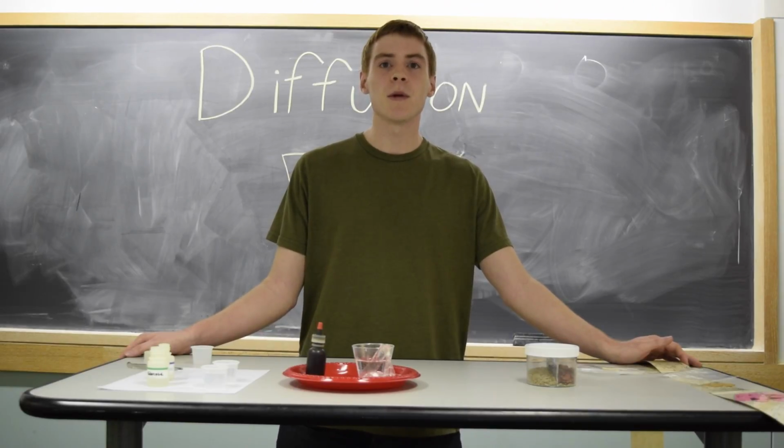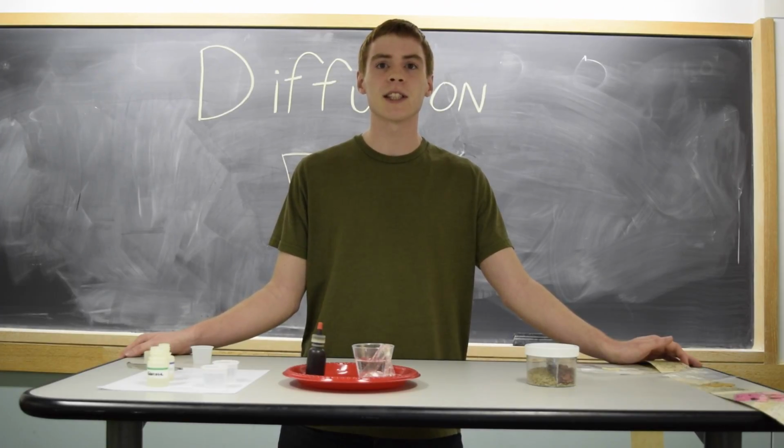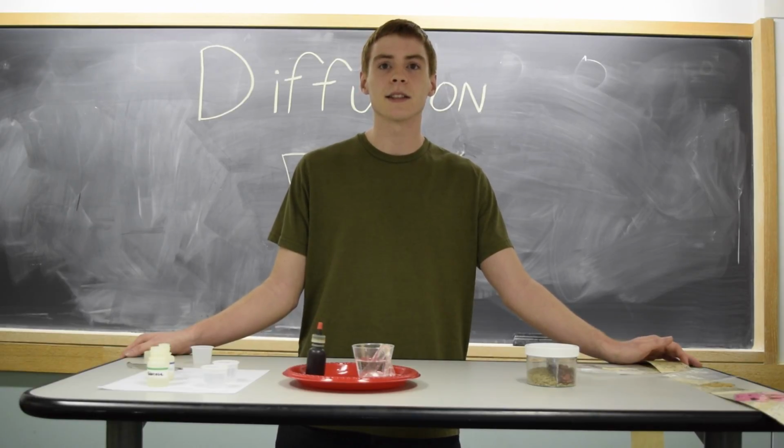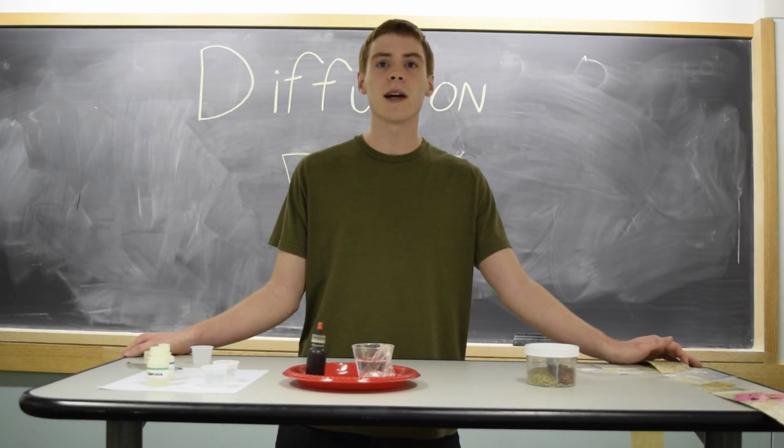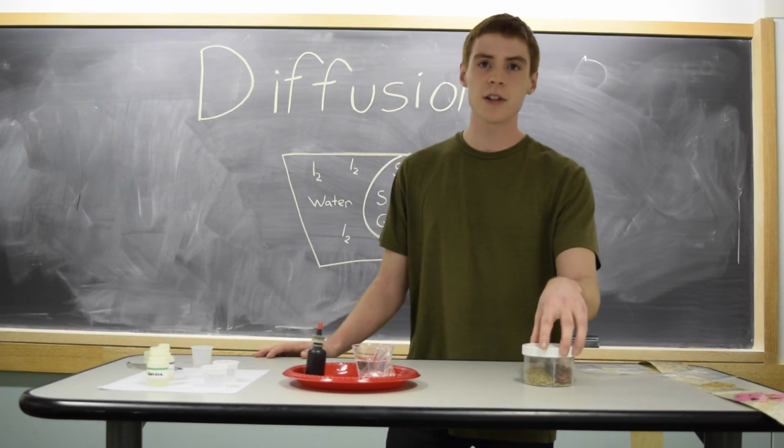A semi-permeable membrane can be used to model diffusion. You should start off by asking students if they know what a semi-permeable membrane is. And the answer to that is, a semi-permeable membrane controls what goes in and out of a cell by allowing only molecules under a certain size to pass through. So now we'll get started with our first demonstration.